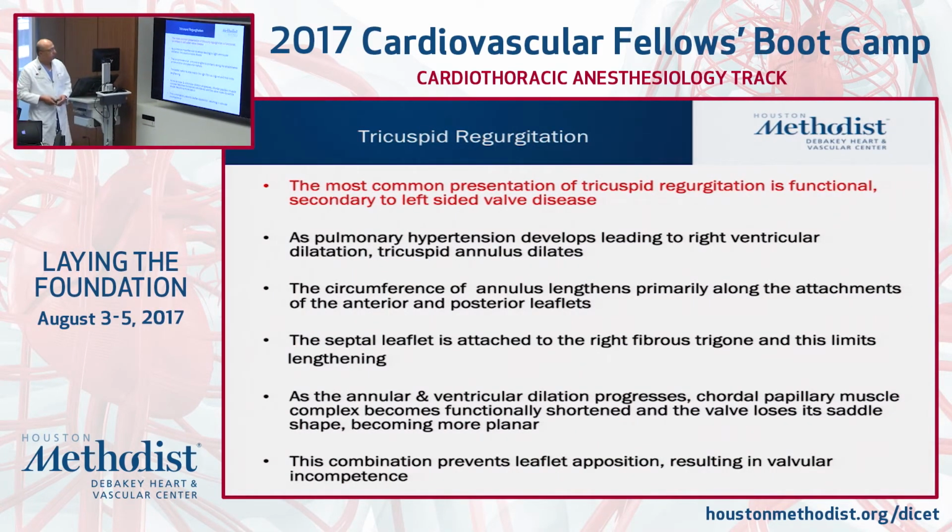So the most common presentation of tricuspid regurgitation is functional, secondary to left-sided disease. As you develop pulmonary hypertension, it leads to right ventricular dilatation, and the tricuspid annulus dilates. The circumference of the annulus lengthens primarily along the attachments of the anterior and posterior leaflets, and we've talked about the other aspects. The other aspect is that as the annular and ventricular dilatation progresses, the chordal papillary muscle complex becomes functionally shortened, and the valve loses its natural saddle shape and becomes more planar. This combination will prevent leaflet apposition, resulting in valvular incompetence.